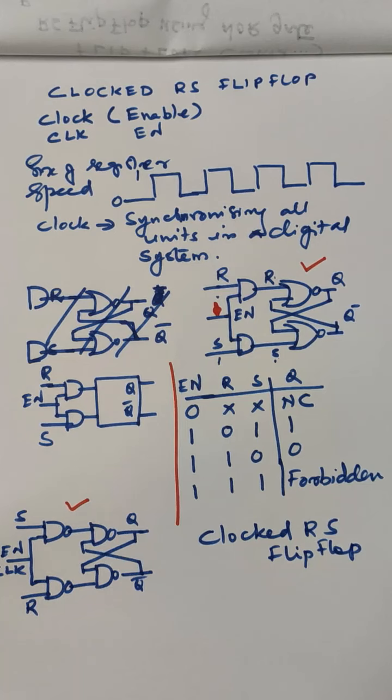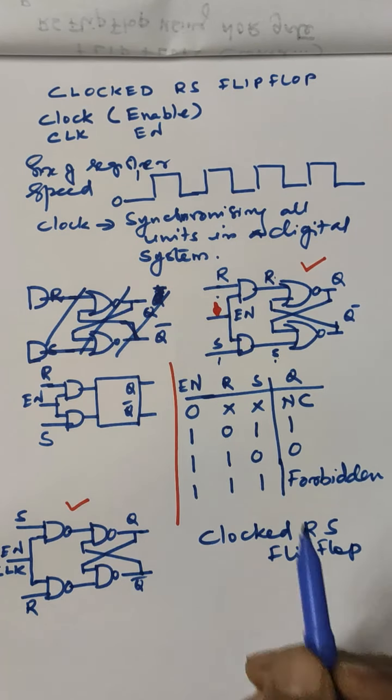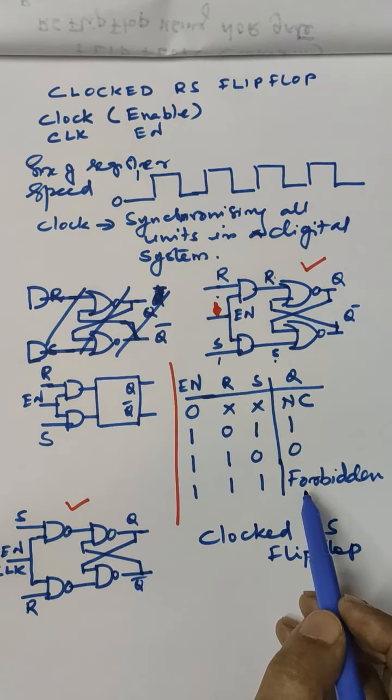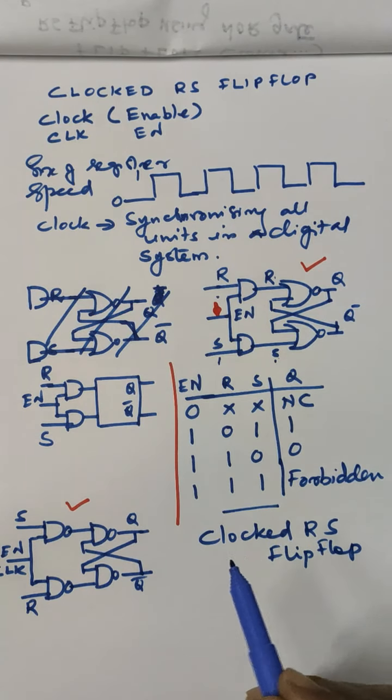So the advantage is that if there are a number of RS flip-flops used in a circuit, this enable or clock can be joined together to function all the units simultaneously. That is known as synchronization. So the truth table is like this.